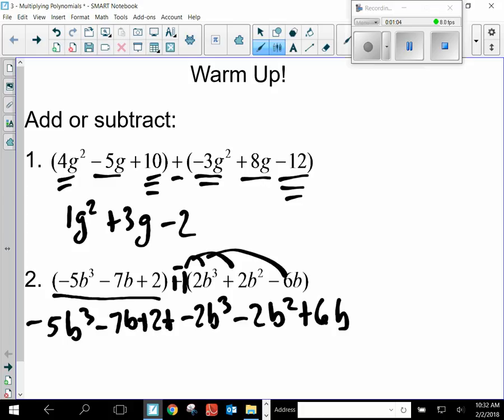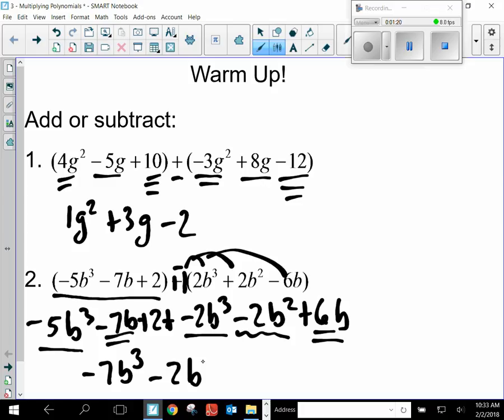And now I just combine my like terms. So negative 5b cubed and negative 2b cubed is negative 7b cubed. Negative 7b is paired with 6b, but I forgot the negative 2b squared, so that should come next, even though there's nothing to add to it. So minus 1b, or just minus b, and then I have the plus 2, and I'm done. So I have a cubic polynomial.